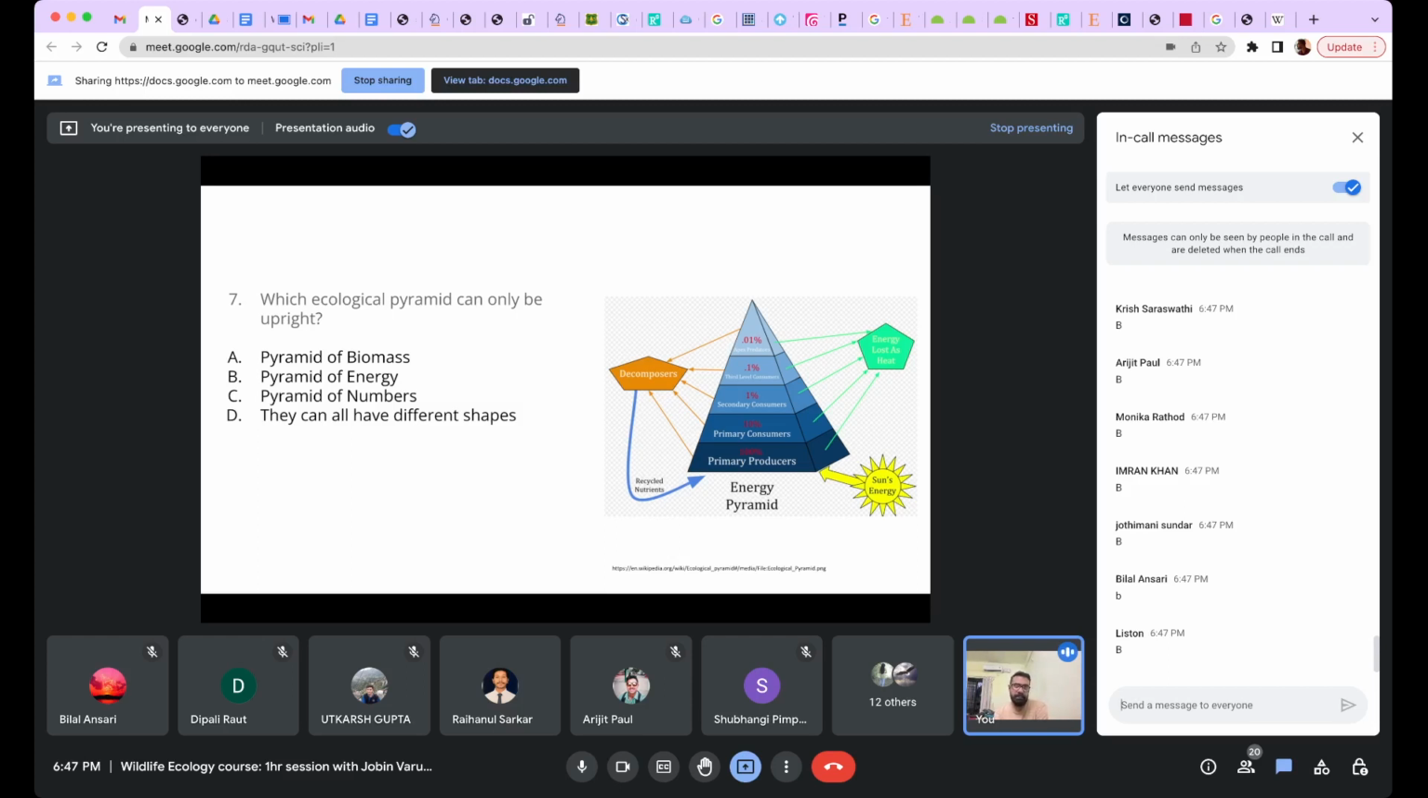The ecological pyramid that can only be upright is not the pyramid of biomass, not the pyramid of numbers, but the pyramid of energy, because at each trophic level the energy reduces by 10% because of the 10% rule. So the pyramid of energy is almost always pyramidal in shape, unlike the others, which can take a spindle shape or inverted pyramid shape or whatever. Energy is always unidirectional. Okay, so I'll move on to the next question then.